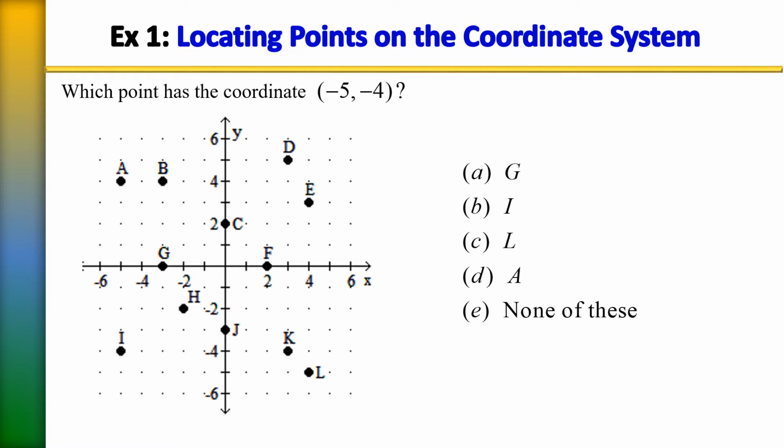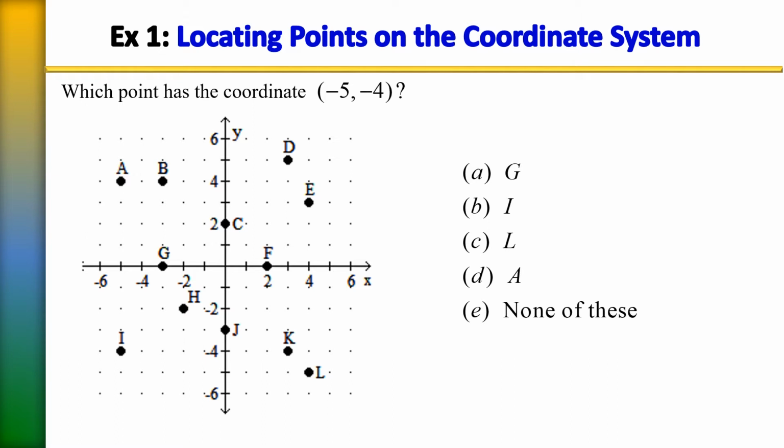The second value indicates your y-coordinate. If it's a negative, you will move down. If it's a positive, you're going to move up. And if it's 0, you will not move up or down along the y-axis.